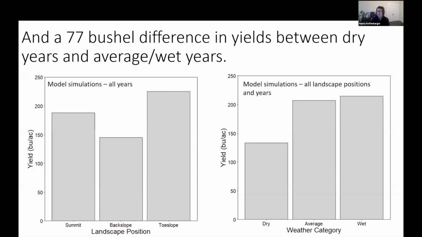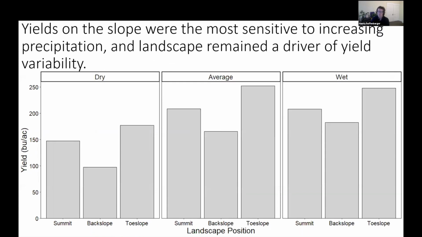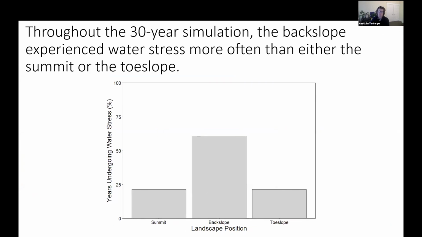And so combining these factors now, we can see that the different landscape positions react differently to different weather conditions. The toe slope always yields the most, and the back slope always yields the least, no matter how much rain we got. But the biggest increases in yield with increasing precipitation were on the back slope. Even after the summit and toe slope became relatively stable with increasing rain, the backslope continued to yield more as we got more precipitation.